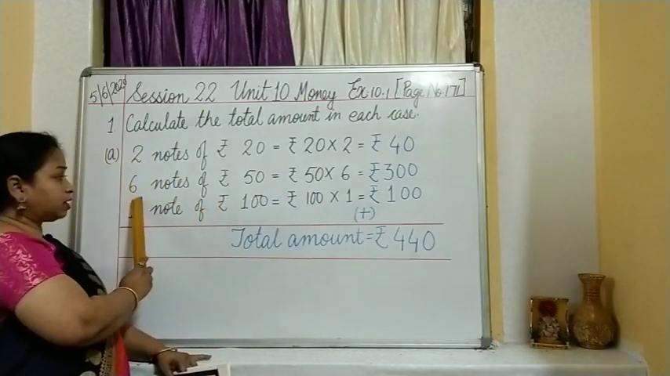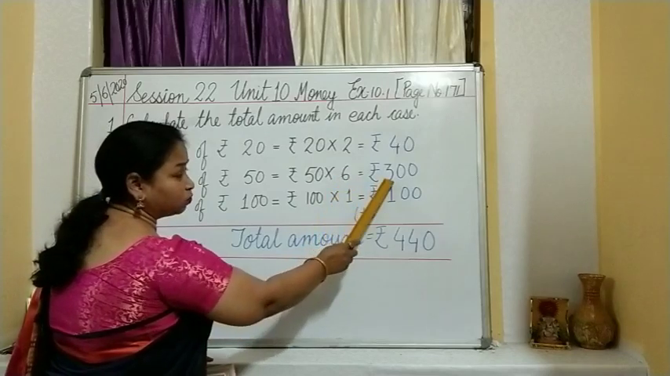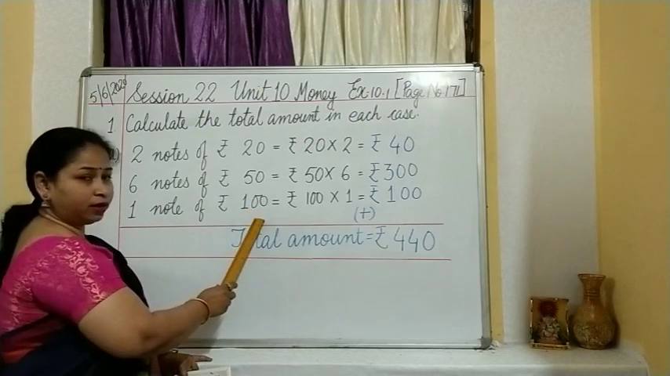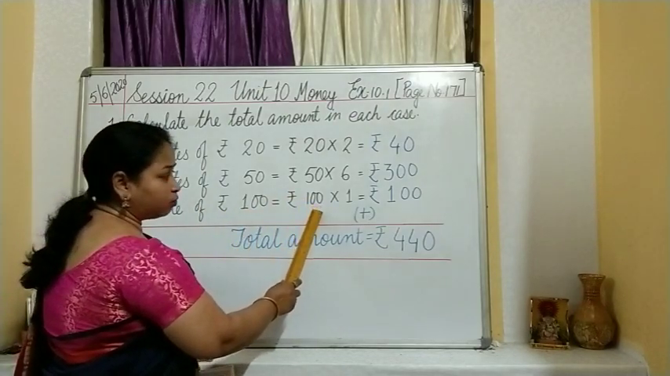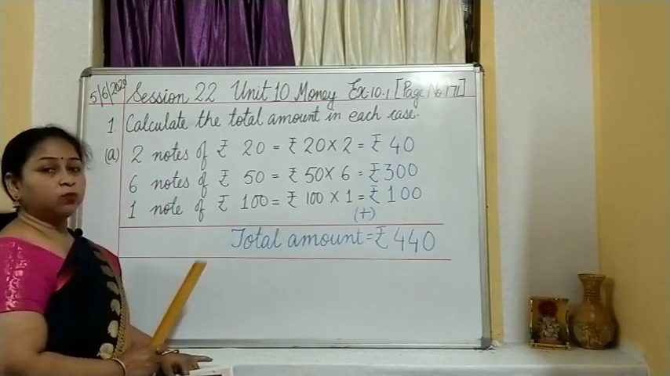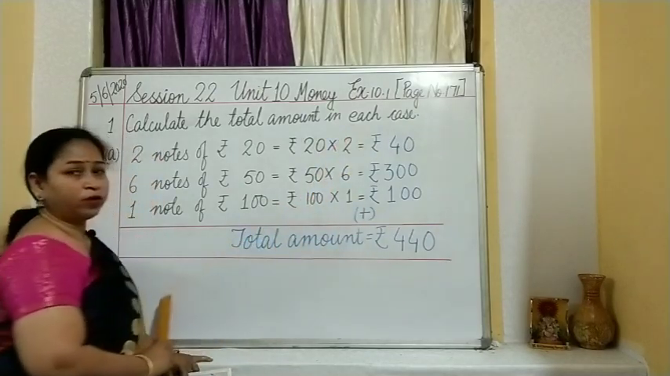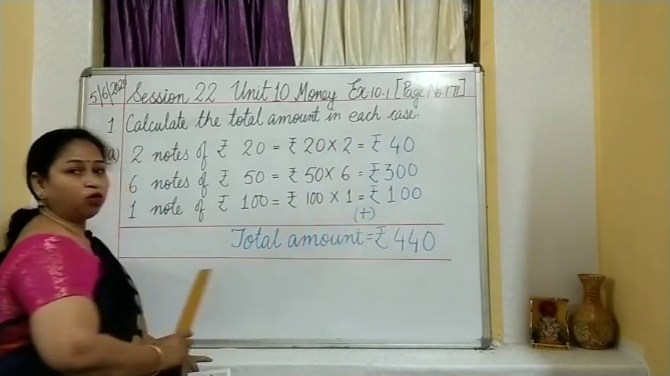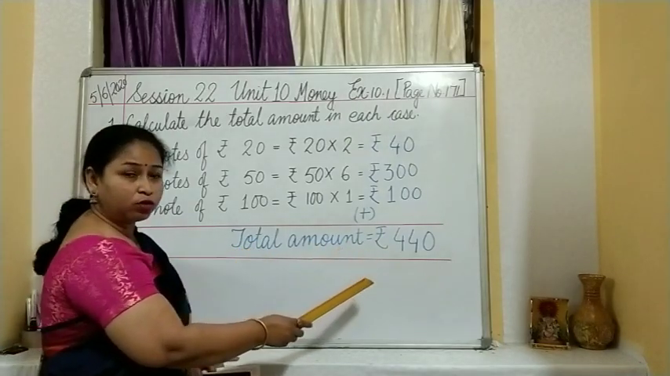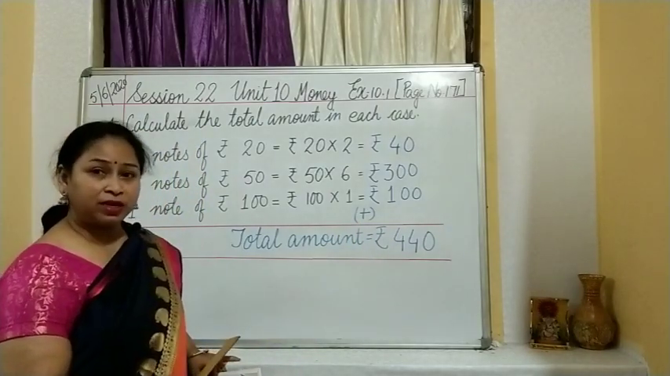Then you have 6 notes of rupees 50. So 50 multiplied by 6, what will you get? 300. Then 1 note of rupees 100, therefore multiply rupees 100 by 1 and you will get rupees 100. What do you have to find out? We have to find out the total amount. Just take the sum of it, add up, show the sign of plus over there, and then mention total amount. What is the total amount you have got? Rupees 440. Isn't it very simple and very easy?